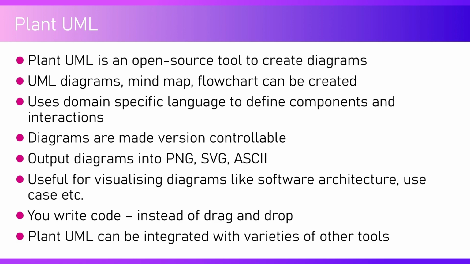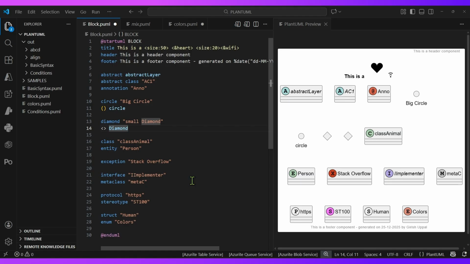Diagrams are made version controllable. So basically, you write code in a text file or a text editor instead of drag and drop, and then the diagram will get generated. So the topic of today is to create a PlantUML diagram.